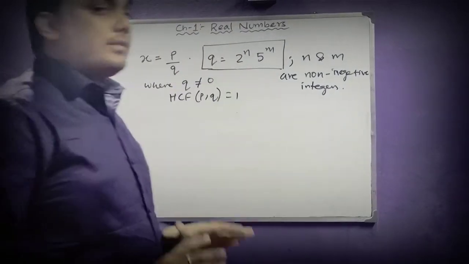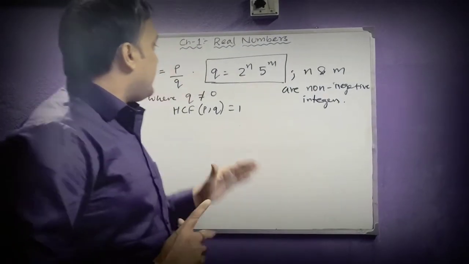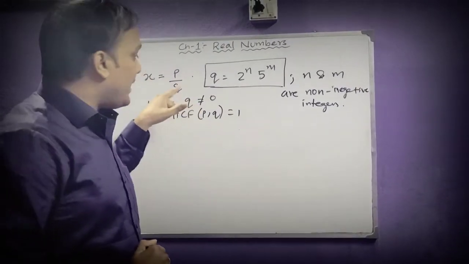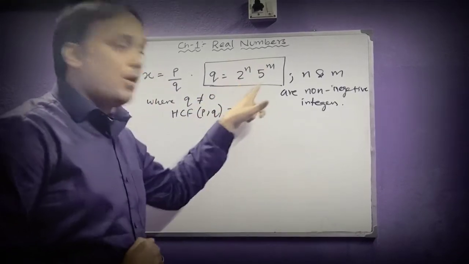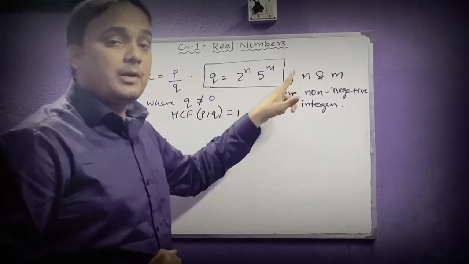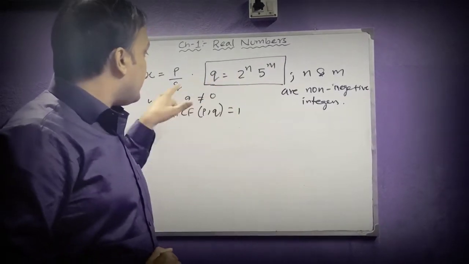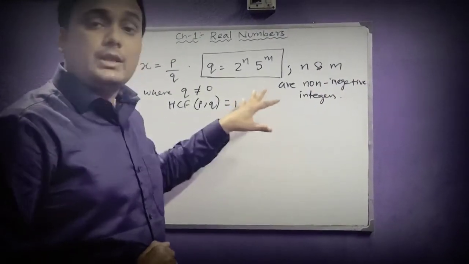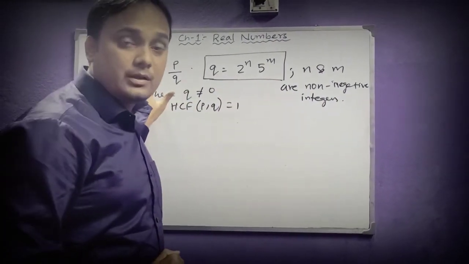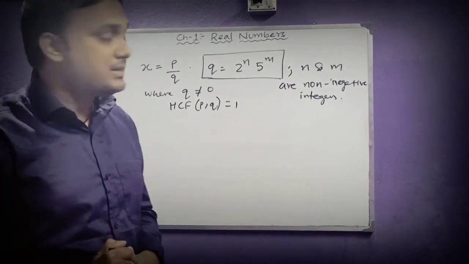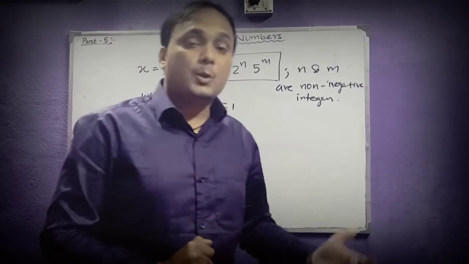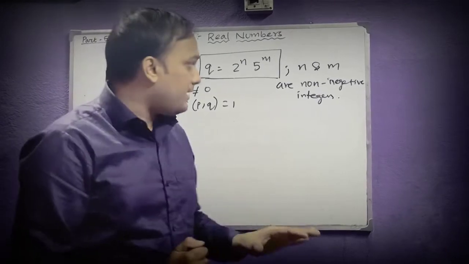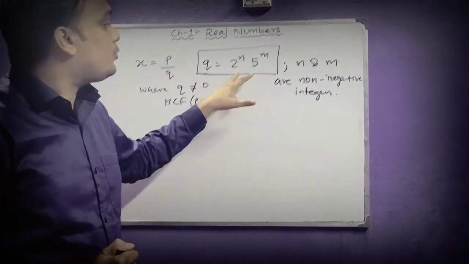So basically there are two main theorems here. If you can express the rational number x equals p by q, where q has a prime factorization of the form 2 to the power n into 5 to the power m, and that means the denominator doesn't have any other factor other than 2 and 5, then and only then we can say that the rational number has a terminating decimal expansion. That means the rational number, on dividing, will have a decimal expansion which will end at a certain point of time.